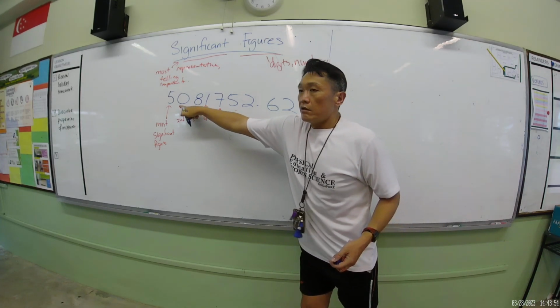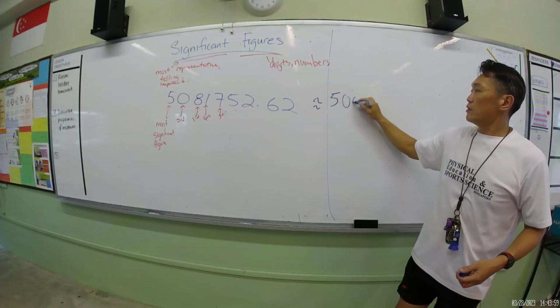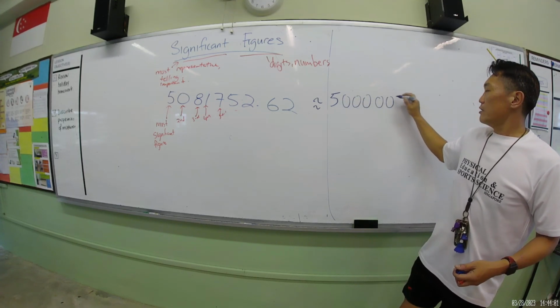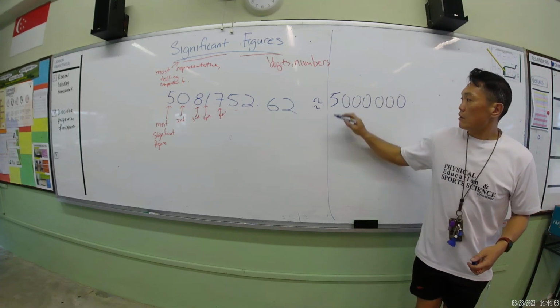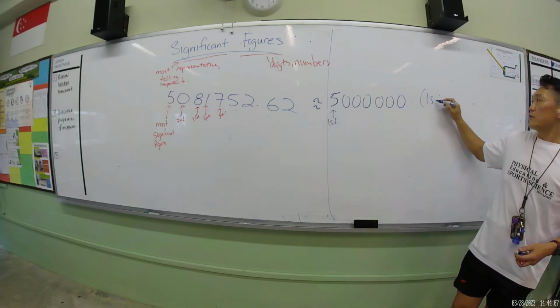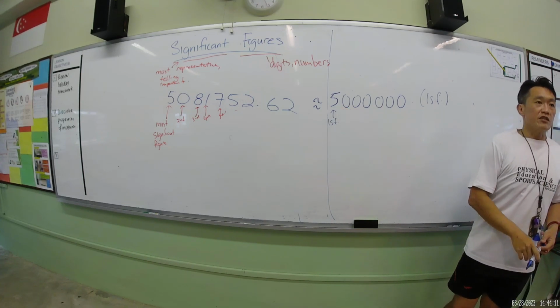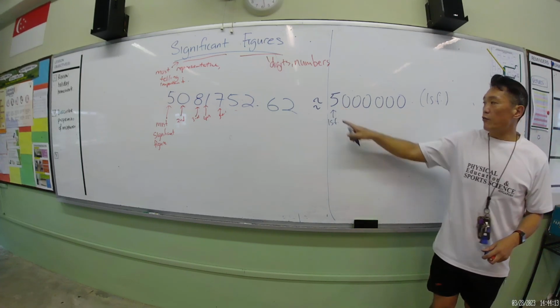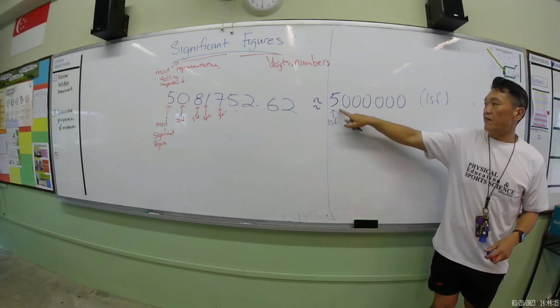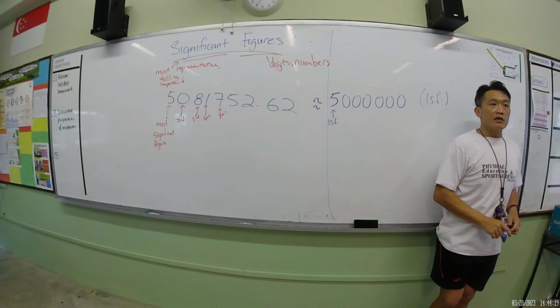Then 5,081,000, all this is roughly 5 million, rounded off to one significant figure. All the rest just change to 0. I only want one number, one significant figure, to tell me roughly what this number is.